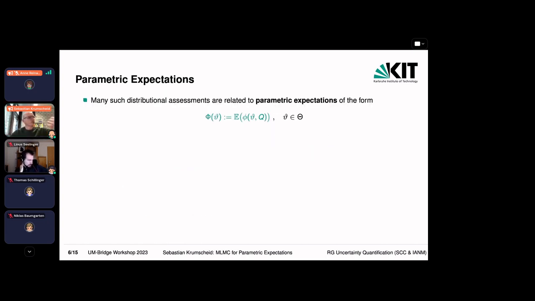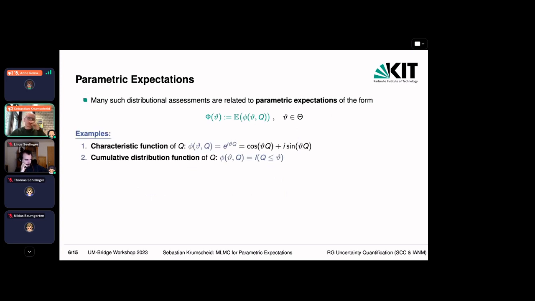For such an approach, what was quite natural for us is we generalized the picture and looked into so-called parametric expectations. We still have our quantity of interest, but now we introduce the function little phi, which also depends on an additional parameter. Just to give you two examples, we can use this representation to look into the characteristic function, which has a lot of information about the entire distribution, but sometimes a bit more natural for us is to look into the cumulative distribution function, so the entire CDF.